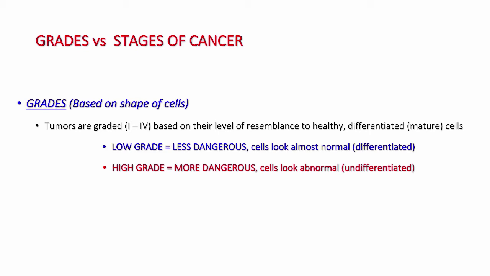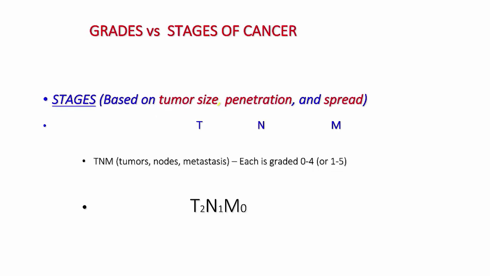They may have multiple nuclei. They may not have well-defined cell membranes. These are signs of a more dangerous high-grade tumor. Cancers are also based on tumor size, penetration, and spread. So TNM stands for tumors, nodes, meaning how deep it's penetrated, and metastases, whether or not the cancer has spread. You will not be asked to stage or grade a cancer, but I just ask you to know that there are stages and grades of cancer that affect the type of treatment.